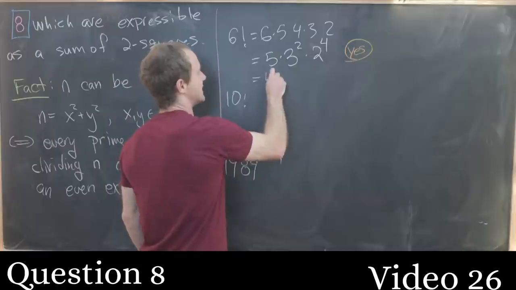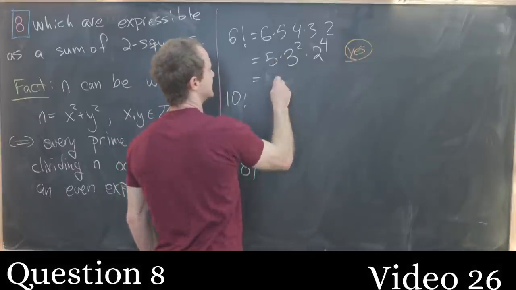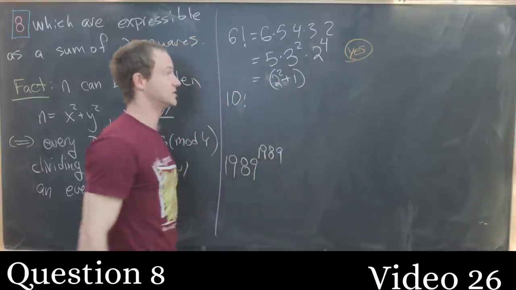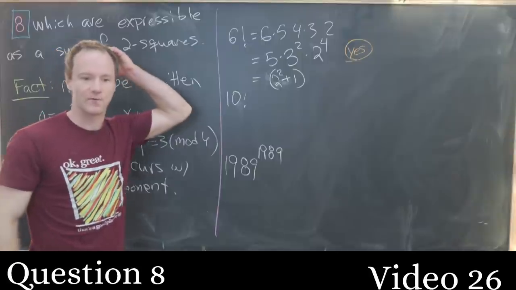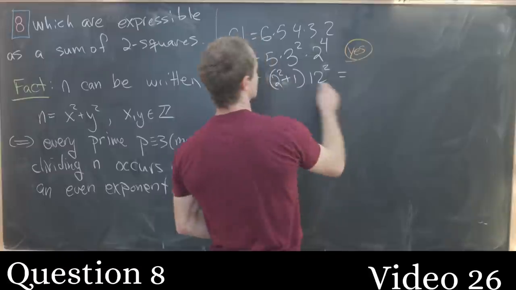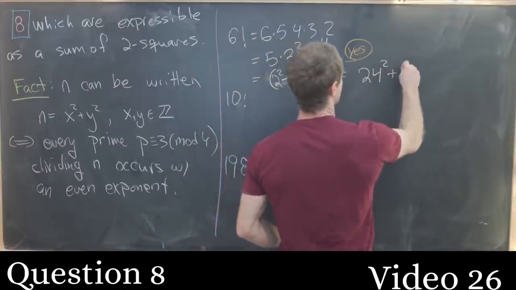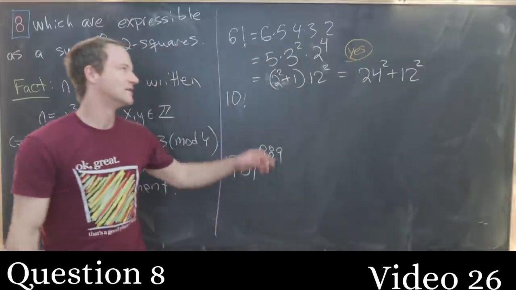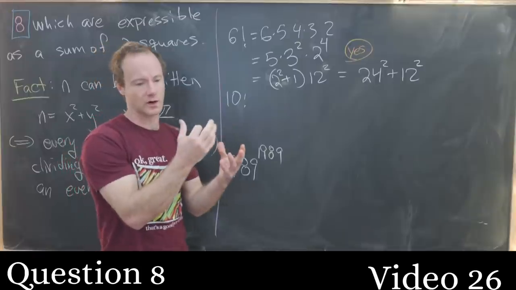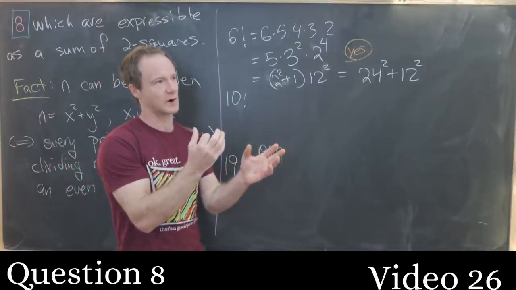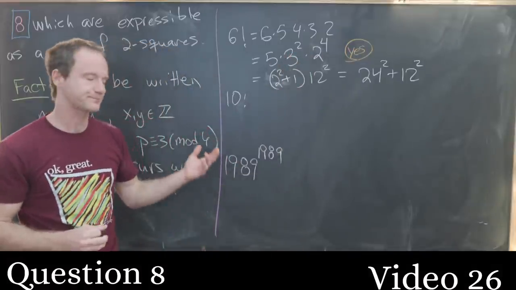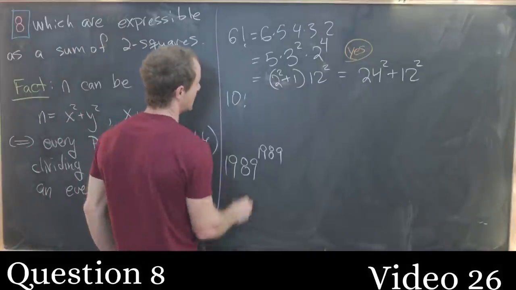So let's express it as a sum of squares. We can take 5, that's equal to 2 squared plus 1. 3 squared is already squared, and 2 to the 4th is essentially already squared. That's 4 squared. So that's 3 times 4 squared, that's 12 squared. Now we can multiply this through, and we'll get 24 squared plus 12 squared. I have to admit, this could be more difficult where you have to use the rule that the product of two sums of squares is a sum of squares, where you don't have individual squares here, but that's neither here nor there.